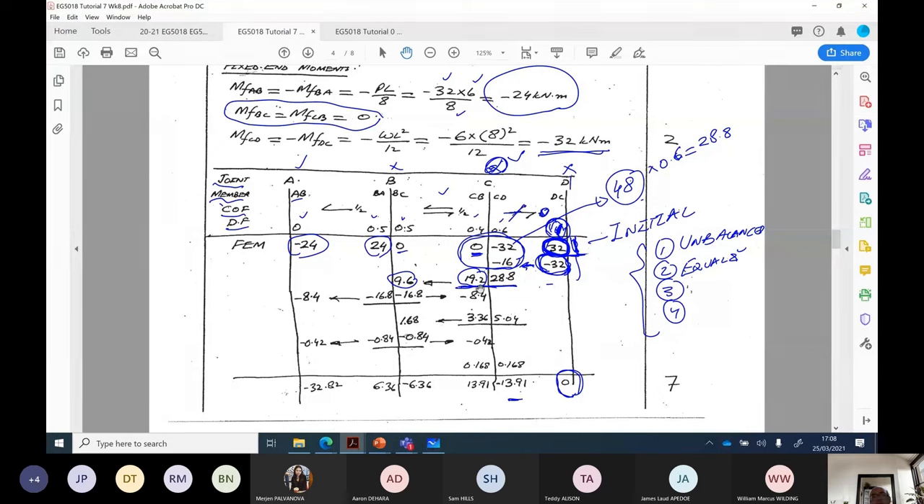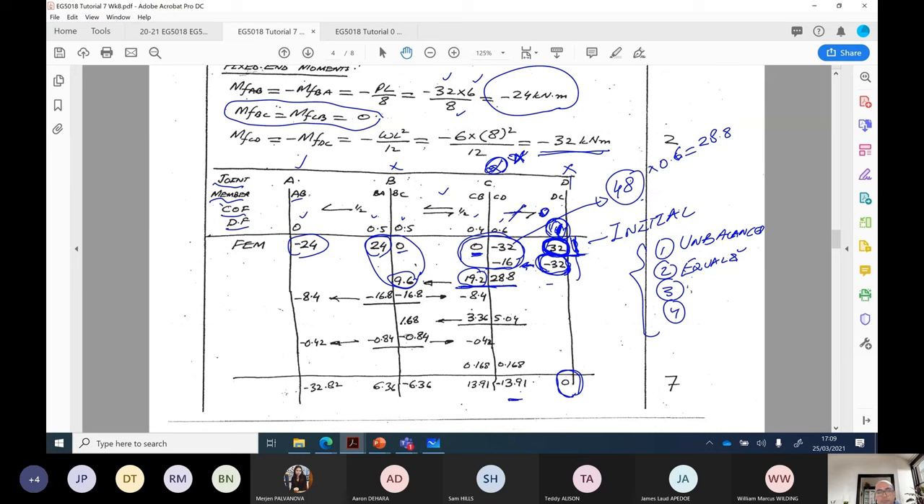Now, the key thing to remember here is to put this line. If you do not put this line, then everything is going to be messed up. Now, the reason for putting this line is that, okay, this is done and dusted. We have now clamped this joint again. And our next joint is joint B, where we have this unbalanced moment. So we have unbalanced moment of 9.6 plus 24. So the final unbalanced moment is 33.6.